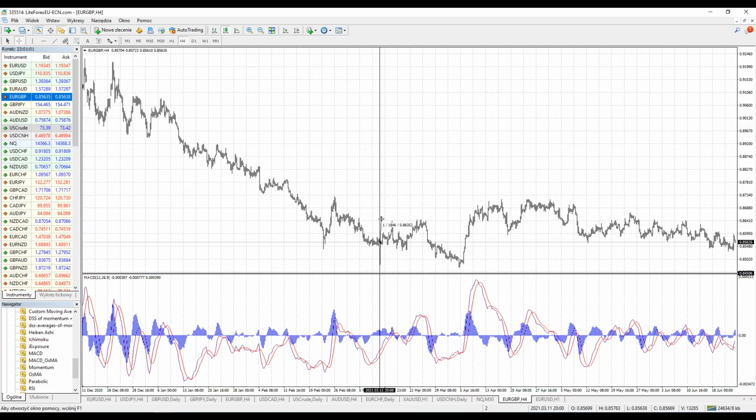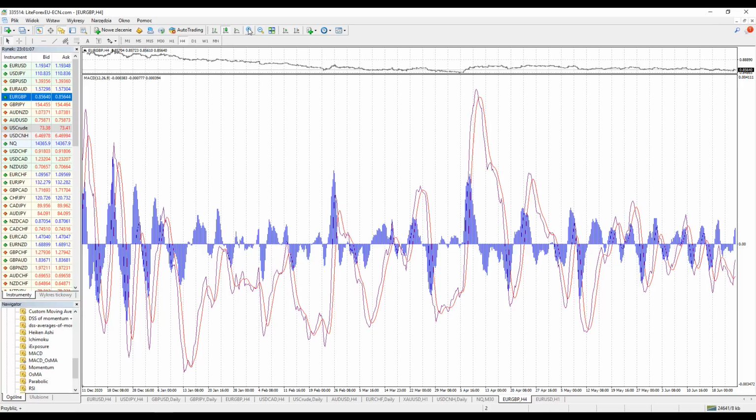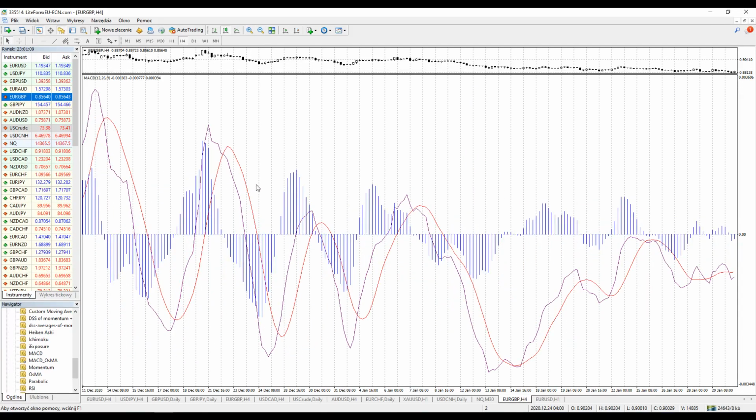So let's discuss what we have here when it comes to the MACD. First things first, as I mentioned at the very beginning, we have the zero point, the line over here. The next thing is the moving average, in that case the red line, and then the fast line over here, and of course the histogram.